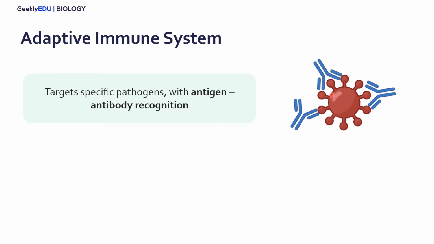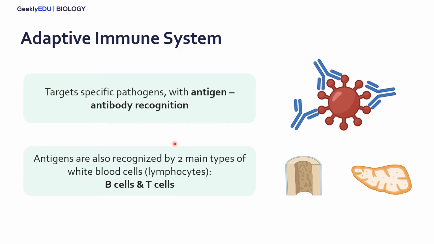So here in red, we have a virus. And then antigens are found on the outsides of pathogens. And then within our own body, we produce antibodies, shown here in blue, and these antibodies bind to the antigens, signaling an immune response. And this antigen-antibody recognition is important for two main types of white blood cells, or lymphocytes, and these are our B cells and our T cells.